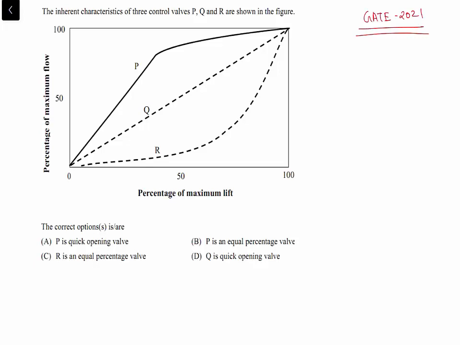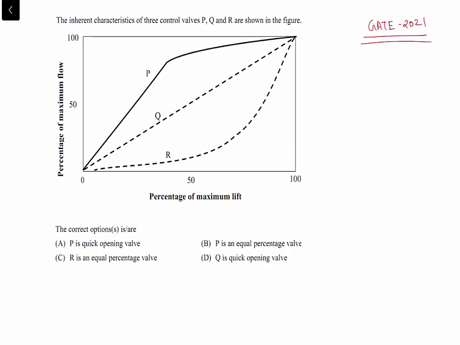If you see this, it is given on page number 307, as a graph, in the second edition. It means that if you have read the recommended books properly, there will always be some question from that part. So what is given? The inherent characteristics of P, Q, R and the graphs are given.